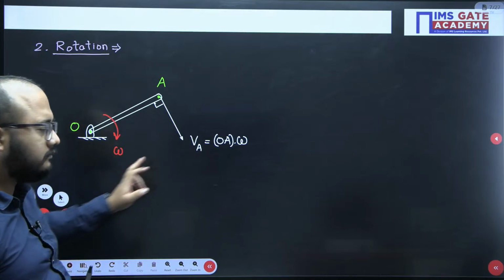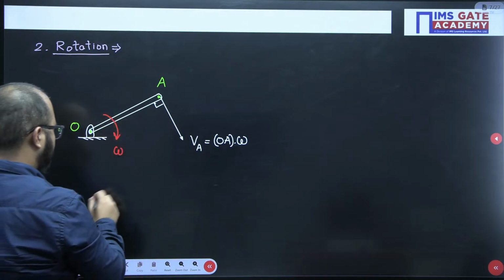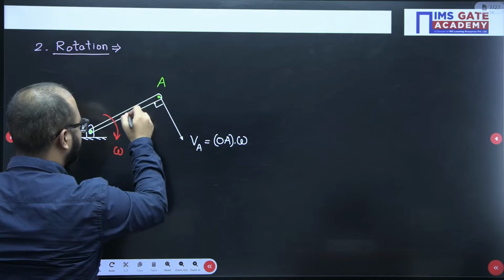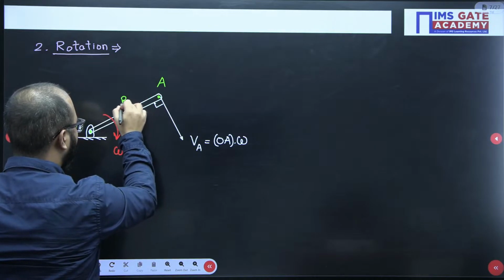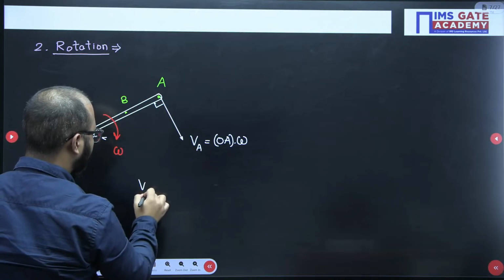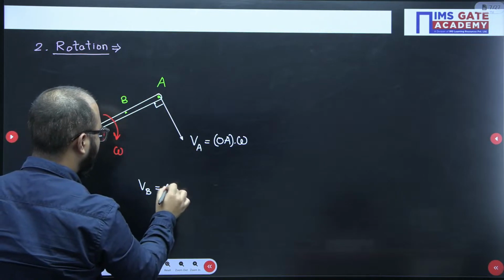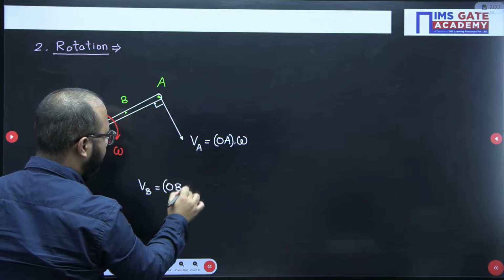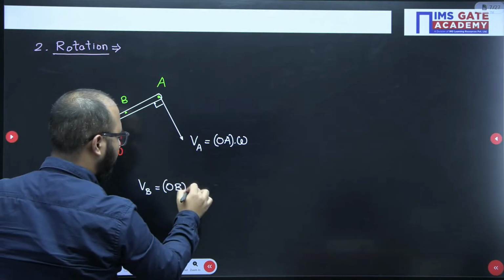Fine. Or let's suppose if I consider another point also. Let's suppose this point B. B point I have considered. So how I will write velocity of B? Distance of point B with respect to point of rotation O multiplied by omega.